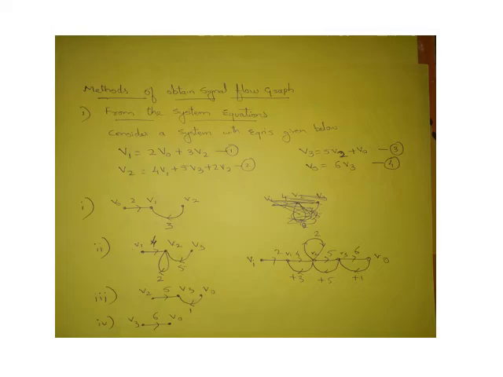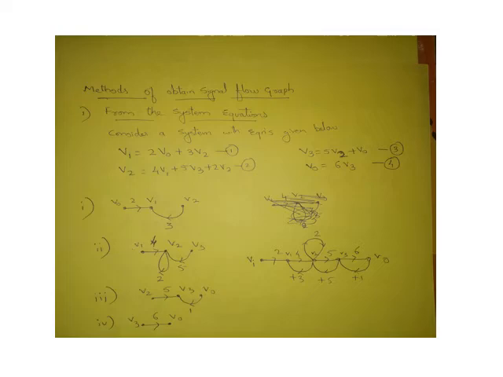The first method is where the system equations are given and, using these equations, you need to draw the signal flow graph. The second method is where a block diagram will be given. From the block diagram you have to construct the signal flow graph. Okay, so those two methods we have to study. First is from the system equations.